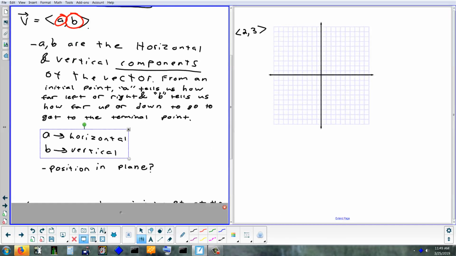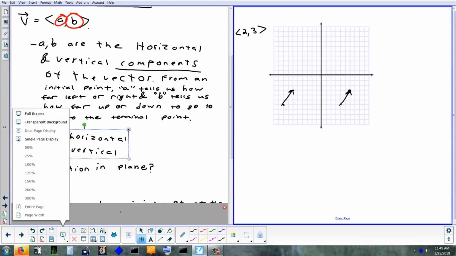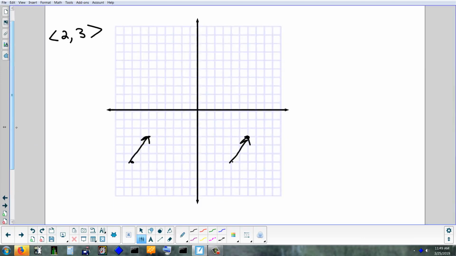Doesn't matter where you put it. Put it anywhere you want. You could start here, 2 right, 3 up. It's good. You could start here, 2 right, 3 up. But there is a place that is more common than others to start from. Where do you think the most common place to start from is?